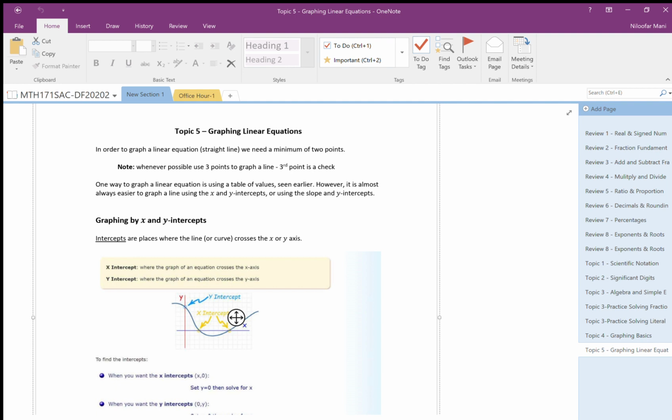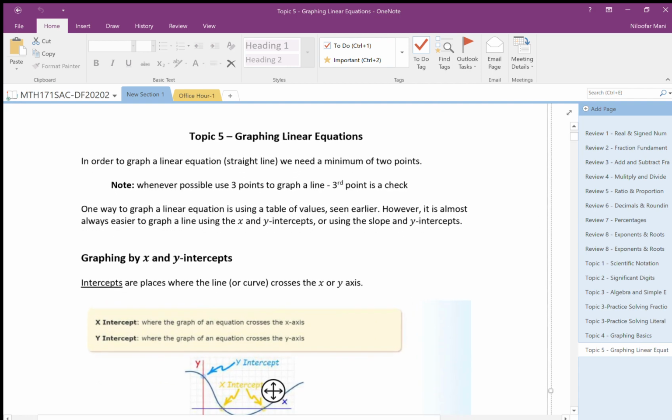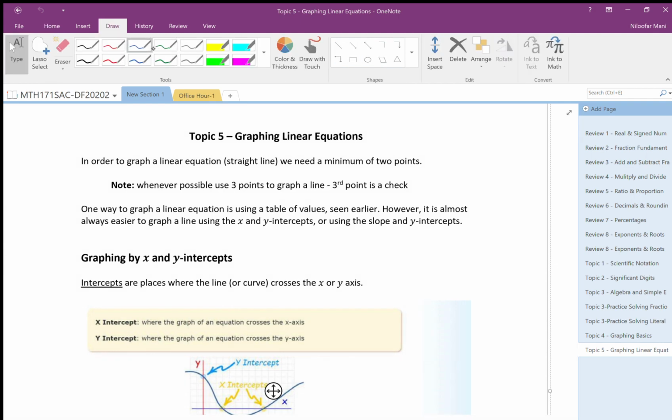But when it is a line, we notice we really don't need to have 5 points. If we have just 2 points, we can connect the 2 points, and that's it. That's the graph of the line, because I know it must be a straight line. So when we have 2 points, that's enough.